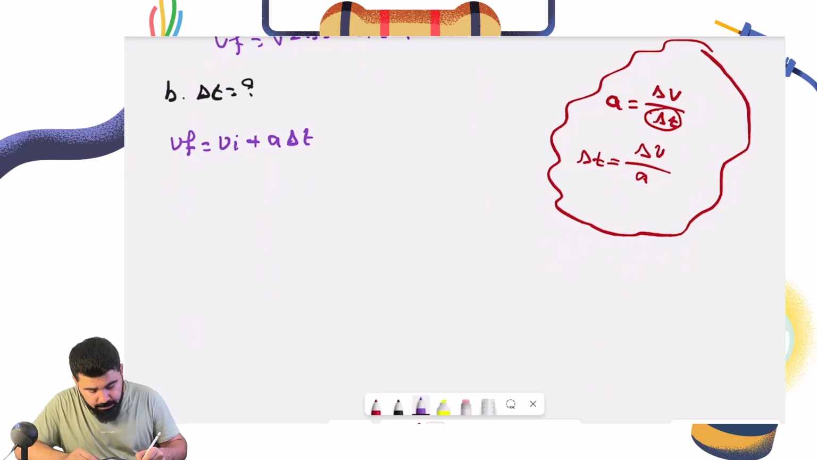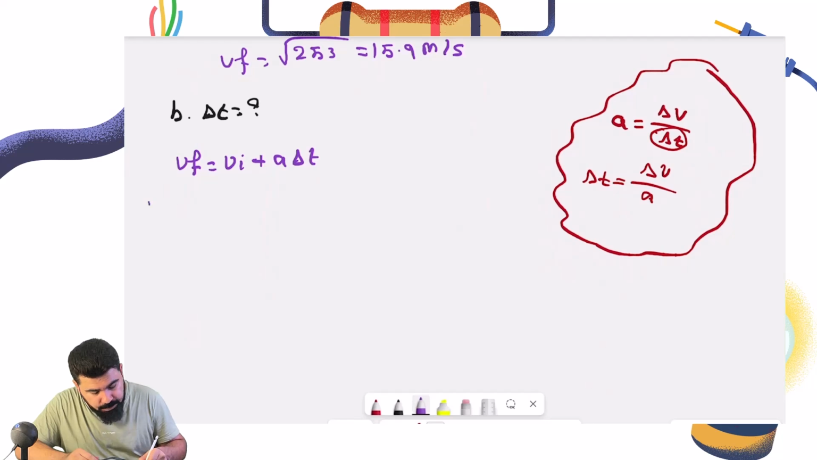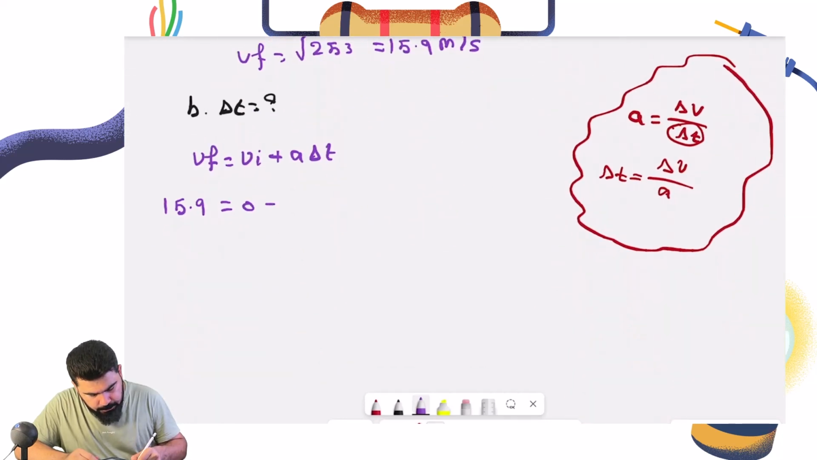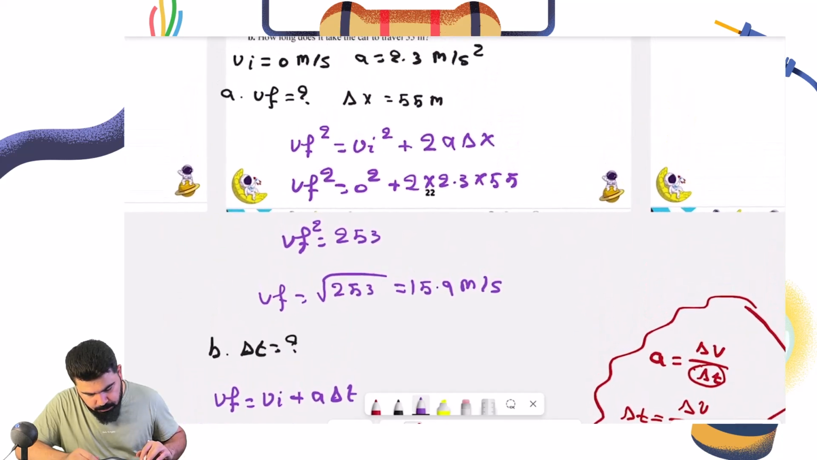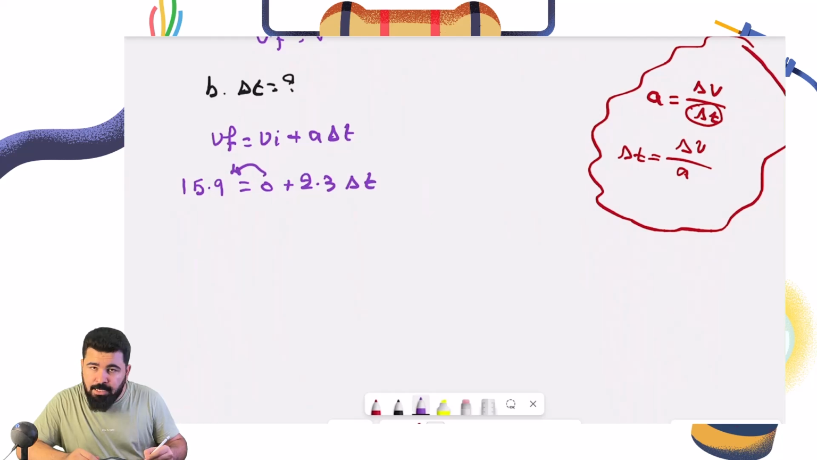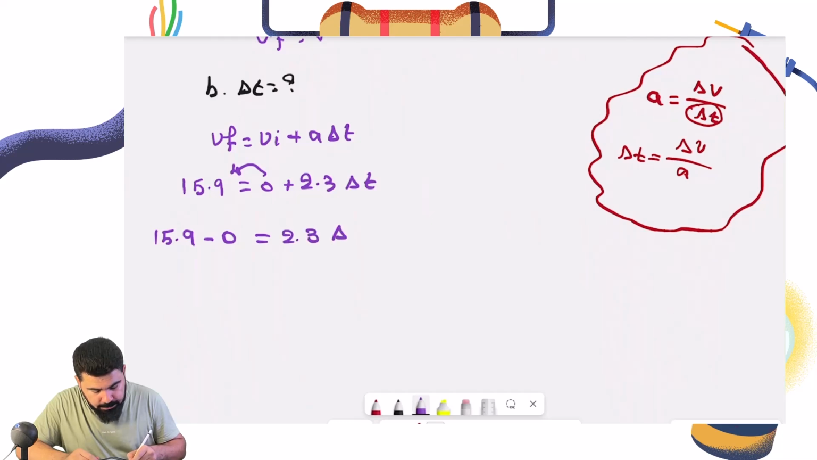So V final is equal to what? It is equal to 15.9. Then V initial is equal to 0, yes, 0, plus 2.3 times delta t, since acceleration is equal to 2.3, and we have to find delta t. Now take this 0 to the other side. It becomes 15.9 minus 0, which is equal to 2.3 delta t.